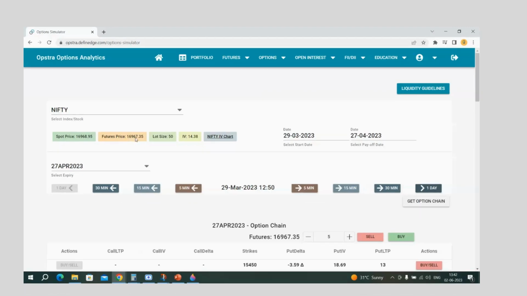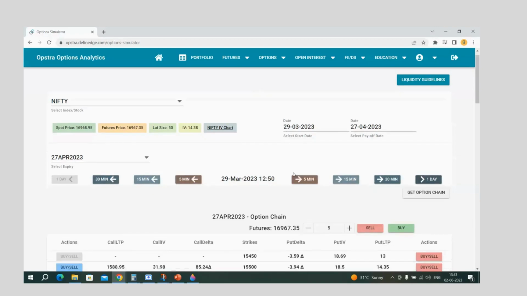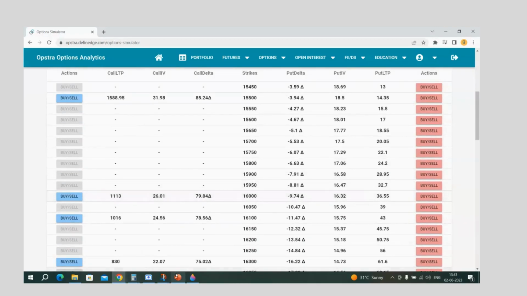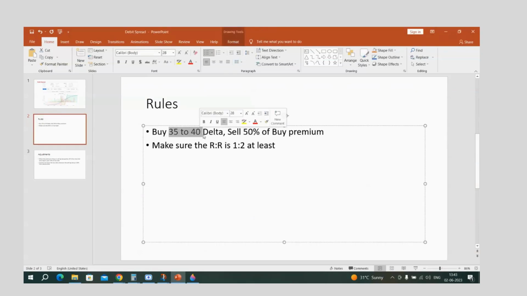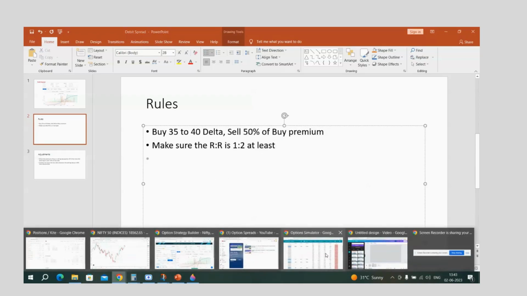The market is roughly 17,000, and if you see the rules of the game, somewhere around 30 to 40 I have to buy a leg here. Then exactly 50% of the premium I will sell. 50% of the buy premium, and we have to make sure the risk reward is at least 1:2. Let's get back to this.